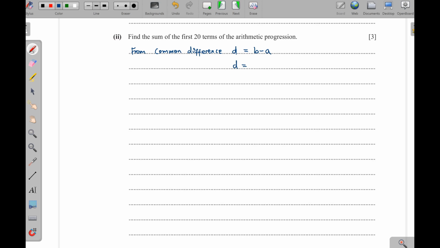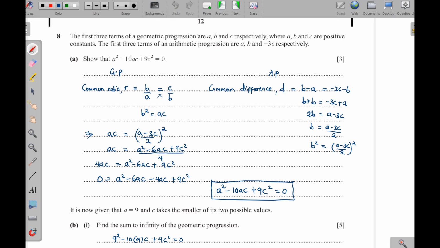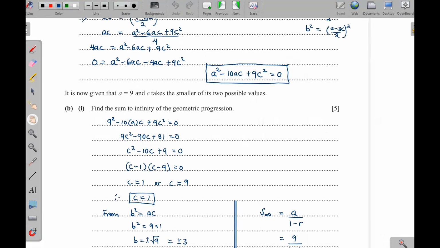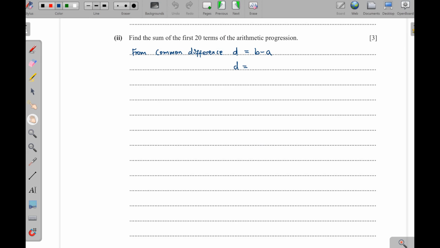Then this common difference is going to be the value of B we have gotten from here, which is 3, and then the A is 9. 3 minus 9, that means our D is going to be negative 6. Then we know that, of course, our A is 9. The sum of the first n terms of an AP is n over 2 into 2A plus n minus 1 of D.